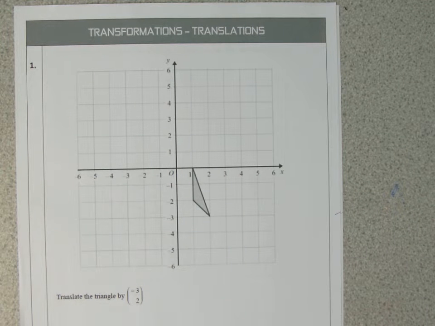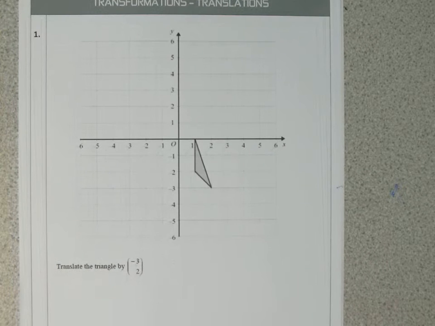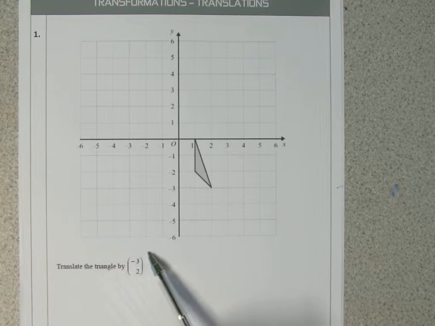Okay, we've got here translations. Now, let's have a look at the question. It says translate the triangle, and we've got this column vector here. It doesn't matter what it's called, you'll recognize what it looks like. That's the main thing. And in the exam, you might see something like this.